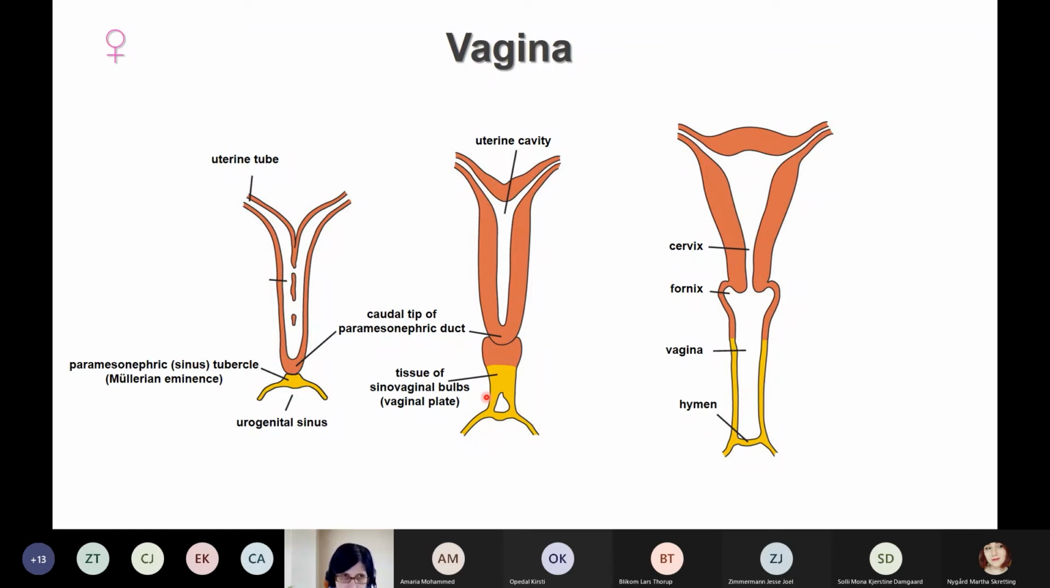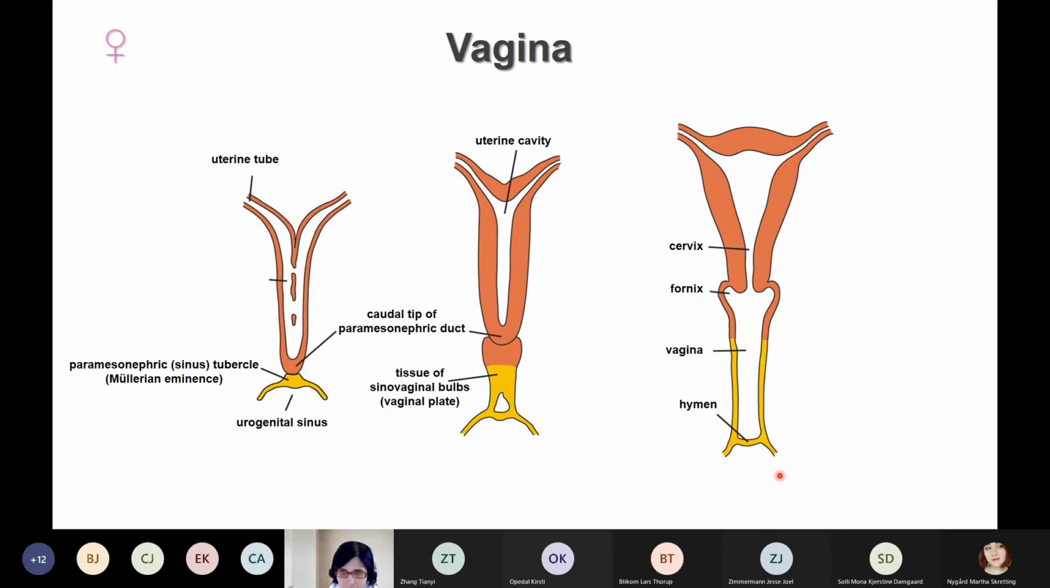First, it is a solid cord without any lumen, but in the fifth intrauterine month, this vaginal plate becomes canalized, and then at the end of this fifth month, the entire vagina is already canalized here. But it does not open into the vaginal vestibule yet. It is closed by the hymen. This hymen is composed of the thin endodermal layer of the urogenital sinus, plus some cells deriving from the vagina, and together these form the hymen, which is a border between the vaginal lumen and the urogenital sinus at this stage.